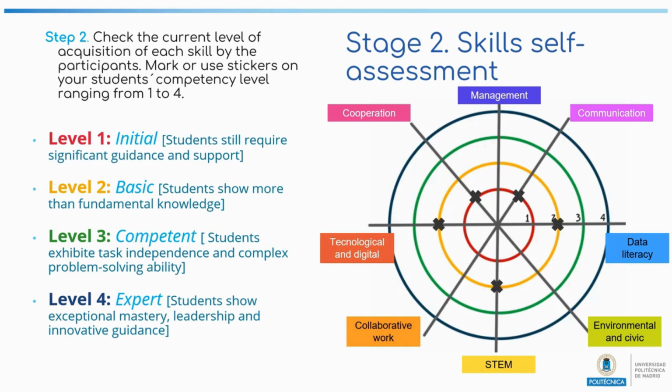Then Level 2 in Data Literacy, Technological and Digital Competence, and STEM, because we're starting to use the collected data to do some analysis. Level 3 in Environmental and Civic Competence, because we have worked initially on understanding the environment and social challenge, and we keep it as our focus. And finally, Level 4 in Collaborative Work and Management, because we are working under a challenge-based scheme and we are working in teams with common plan and tasks.